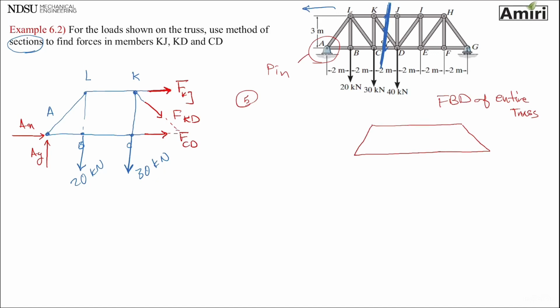Okay, step 2, put active forces on there: 20, 30, 40. Put reactive forces, put AX, AY for a pin, and I put GY for a roller.